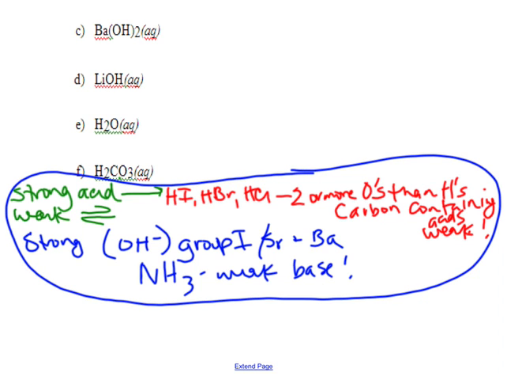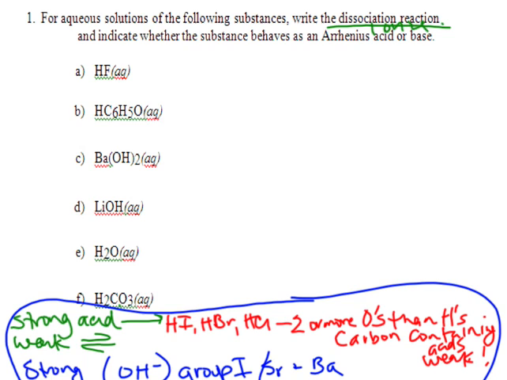So let's go back up. All right. For aqueous solutions of the following substances, write the dissociation reaction. And then we're going to say if it's Arrhenius acid or base. So here, all we're going to do is dissociate. We're going to first figure out what kind of acid or base so we know what arrow to put. HF, strong or weak? Weak. So it doesn't dissociate 100%, so we're going to put a double-headed arrow.